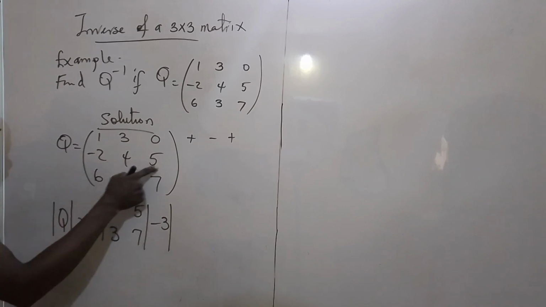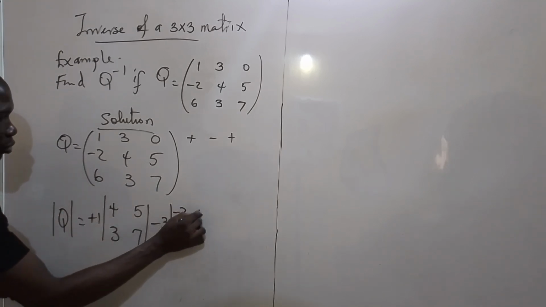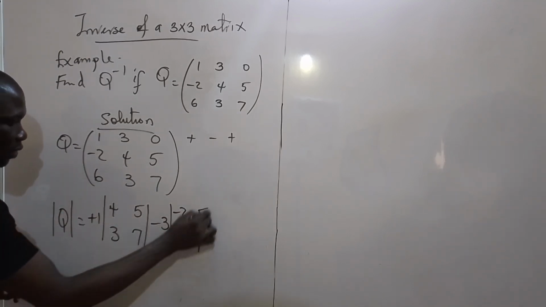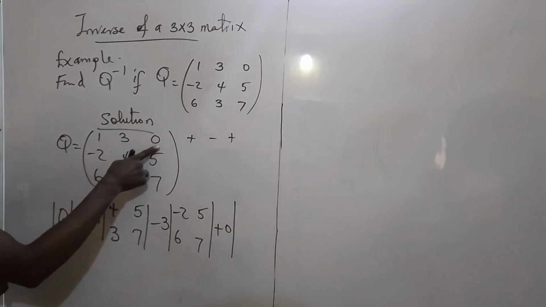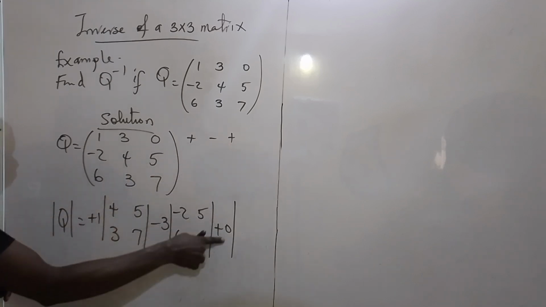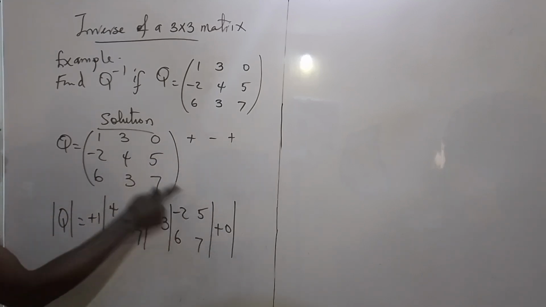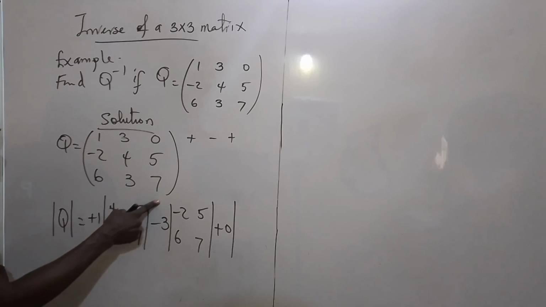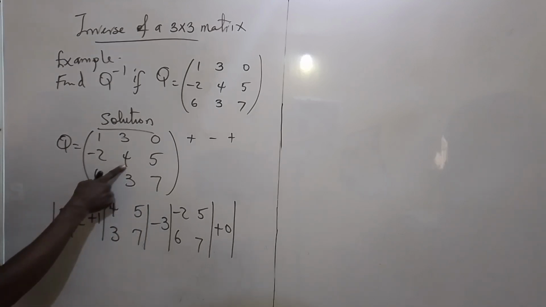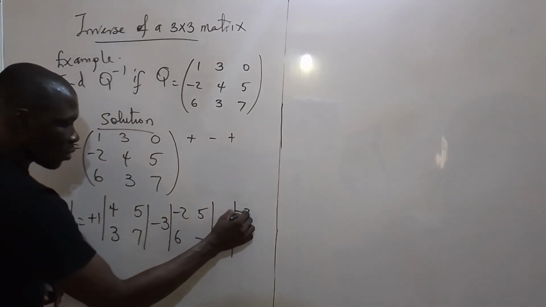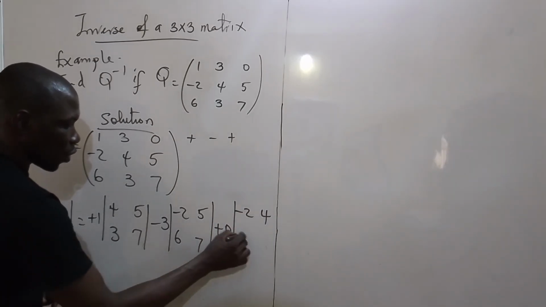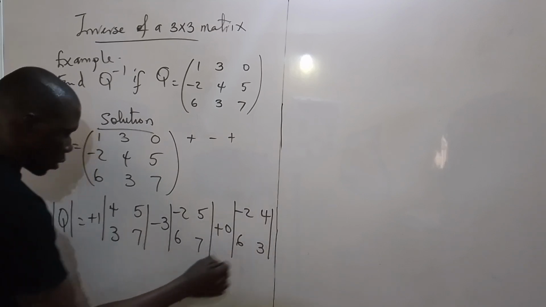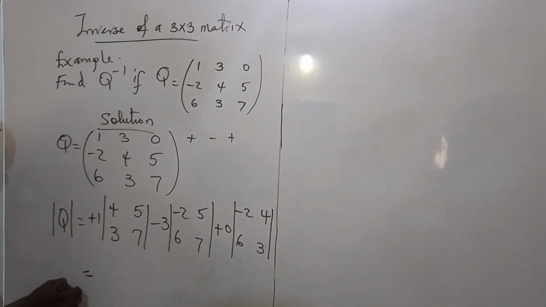So the leftover submatrix there is minus 2, 5, 6, 7. Plus 0. For 0, the sign convention is positive, so we have plus 0. Delete the row and column that 0 belongs to. So what is left is minus 2, 4, 6, 3. And from here, we can find the determinant straight away.